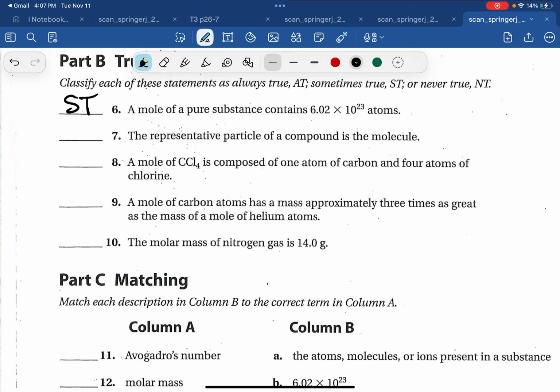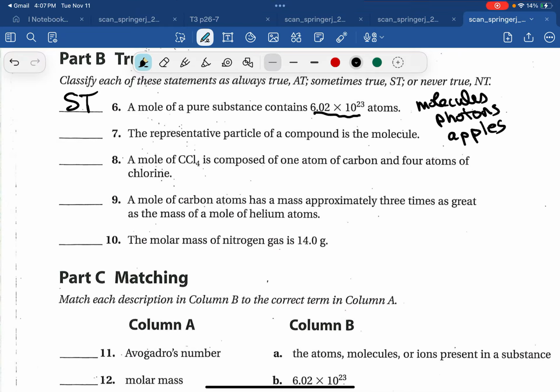Sometimes that's true. When's it not true? If it's molecules, if it's photons, if it's apples, right? It doesn't have to be atoms. It has to be 6.02 times 10 to the 23rd, but it doesn't have to be atoms. So that's sometimes true.